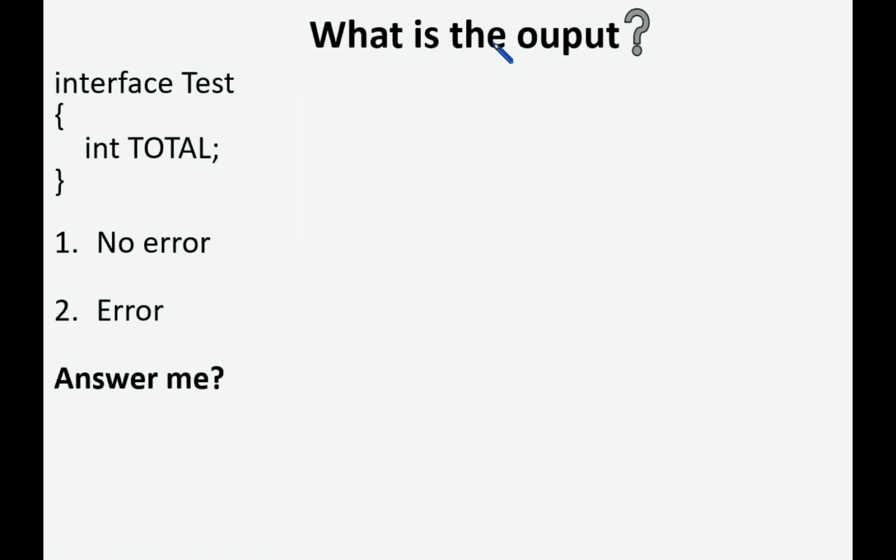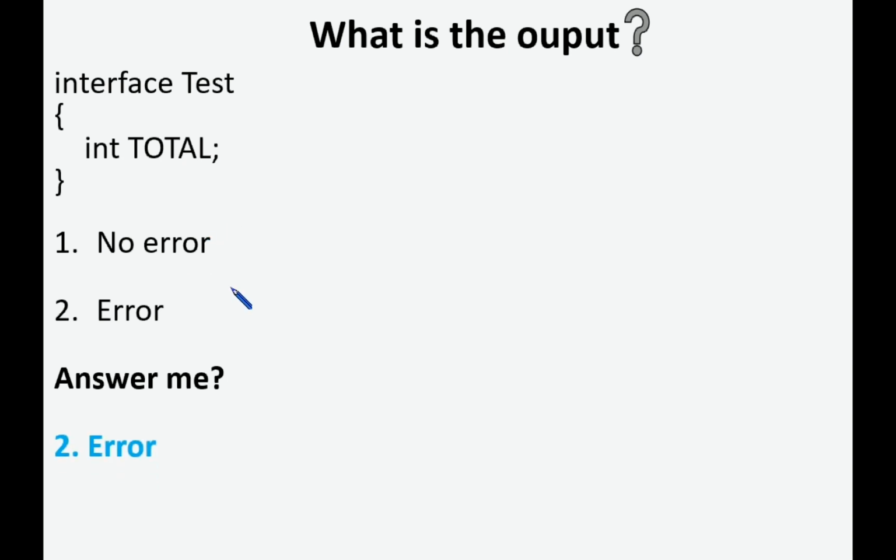So what is the output here? Here test is an interface. Here we are declaring a variable total. So why is it written in capital letters? Yes, because it is final. By convention in Java, all the final variables should be written in capital letters. Now there are two options, error, no error. So what is the correct answer?